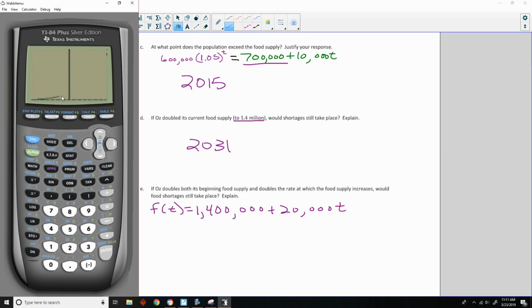And then I'm going to hit graph. Here's our exponential growth. That has not changed. Our food supply increased to starting at 1.4 million, increasing at 20,000. So the slope is greater, but they still cross right here. So if I hit second, calculate my 0, which is 2, and hit enter 3 times, it says error bounds quit. Okay, second quit. Graph. Let me try that again. Second, calculate. Intersect 5.